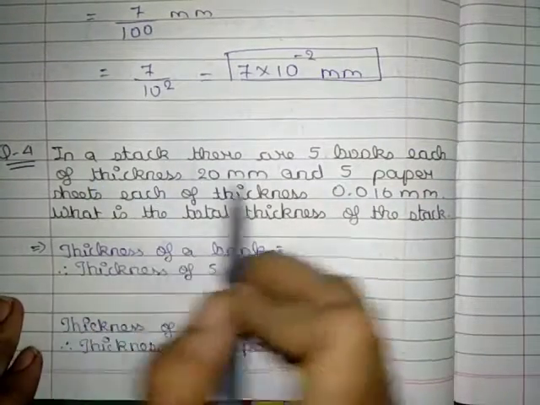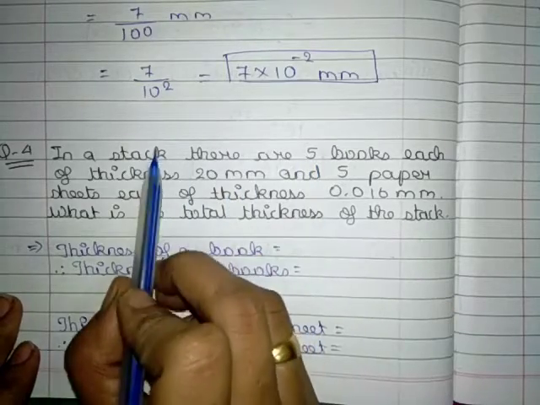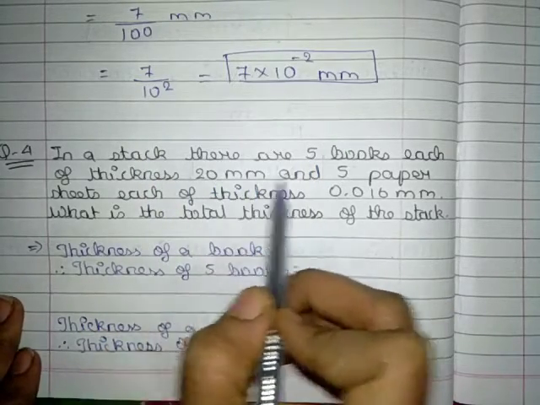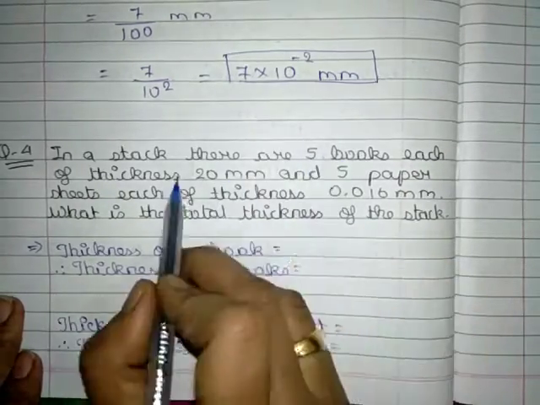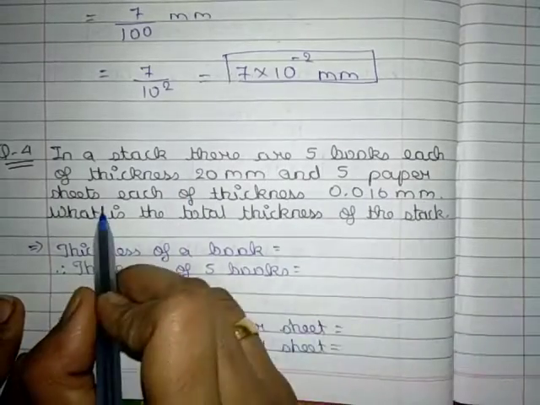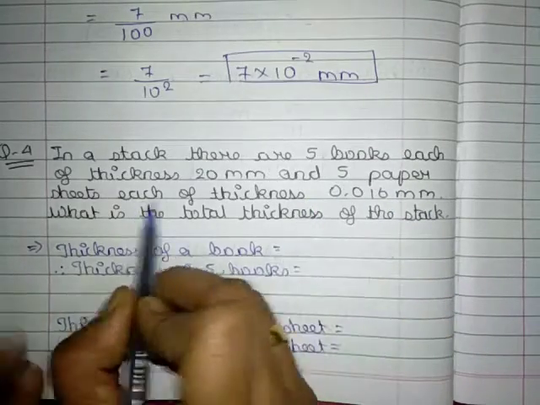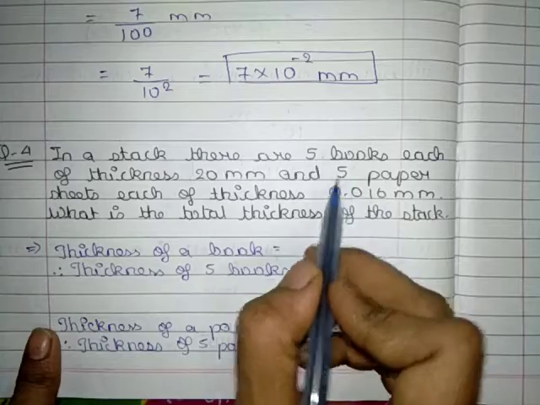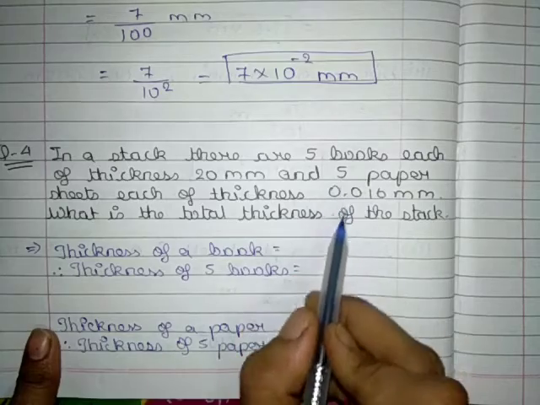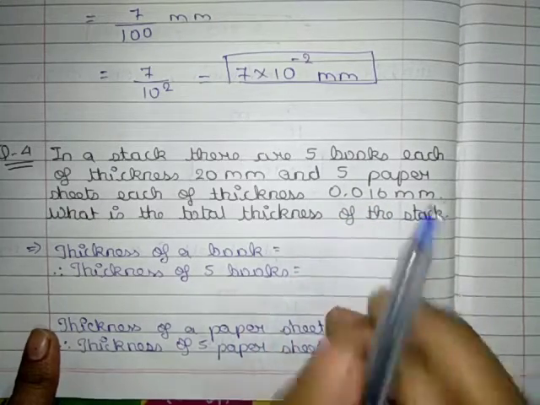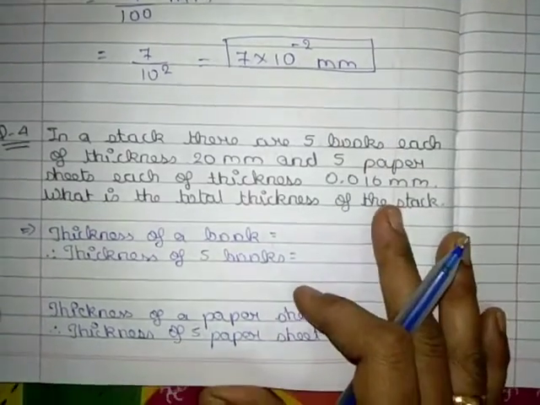Question 4. In a stack, there are 5 books, each of thickness 20 mm. So 5 books are there and one book's thickness is 20 mm. So what is the thickness of 5 books? That you can do, that is 5 multiplied by 20. And 5 paper sheets, each of thickness 0.016 mm. The thickness of each sheet is given. So how many paper sheets are there? 5. So again here for thickness of 5 paper sheets, we have to multiply 5 by 0.016 mm. Okay. Now what is the total thickness of the stack? That we have to add. This is simple. So let's start.